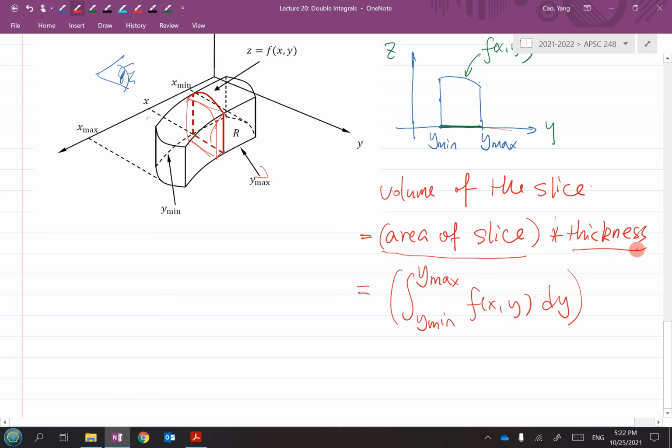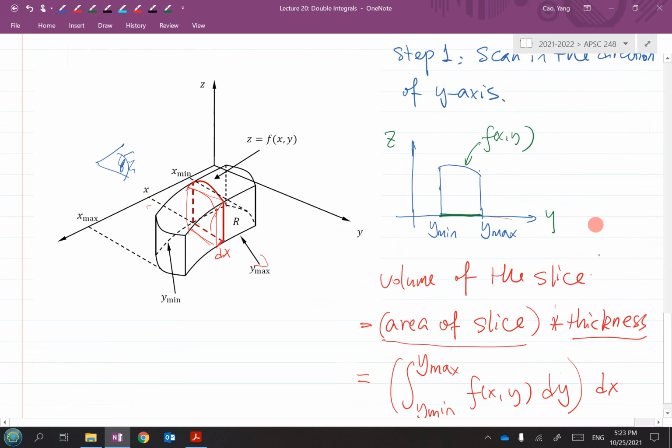And then times the thickness. So thickness is in this direction. Let's call this dx, like that. So that times the dx, okay? That will give you the volume of that one infinitesimally small slice. So that's step one, scanning in the y direction. Now let's see step number 2.